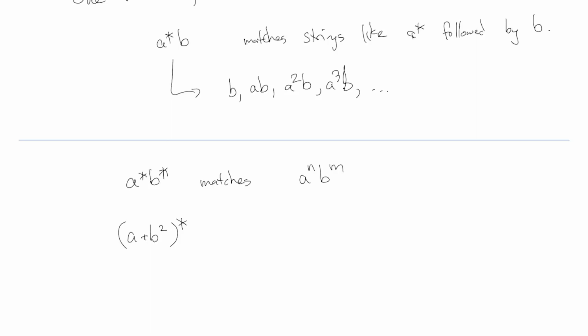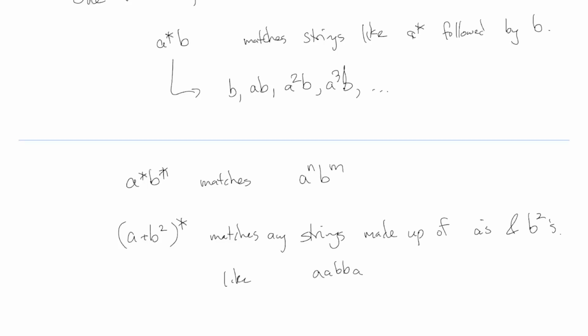There's no real fancy way to write that, but this matches any strings made up of A's and B squareds. So I'm talking about something like AABBA or ABBABB, but not something like ABA. That's not allowed because this one has just a single B all alone, which is not allowed.